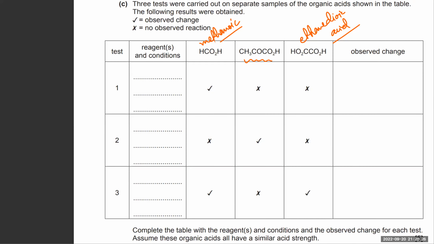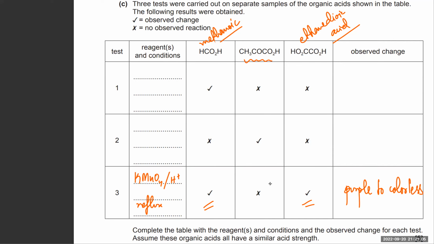So if I go back and answer this question, this one will be acidified potassium manganate(VII), and the conditions will be you heat with reflux. Why? Because the methanoic acid and the ethanedioic acid are both getting oxidized. And remember, these are the only two acids that get oxidized. Any other carboxylic acid does not get oxidized. So the color change will be purple to colorless. Is that clear?